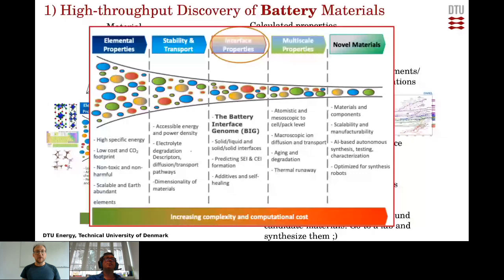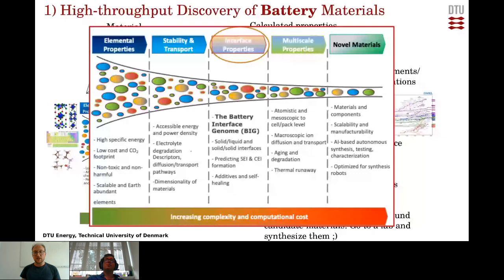You have elemental properties, could be something that gives you high specific energy, low cost, and low CO2 footprint, non-toxic, non-harmful. It could be abundant elements and so on. We can look at stability and transport properties. So, for example, what is the electrolyte degradation, diffusion pathways, the dimensionality of the material. We can go for the interface, and this is something that we have a new European project called BIG-MAP that is focused on accelerated materials interfaces. We can look at the solid-liquid and solid electrolyte interface. What is the SEI that I'm going to talk about later on.